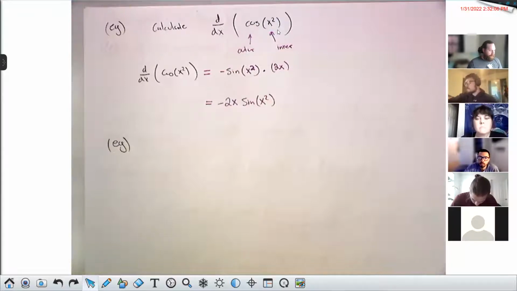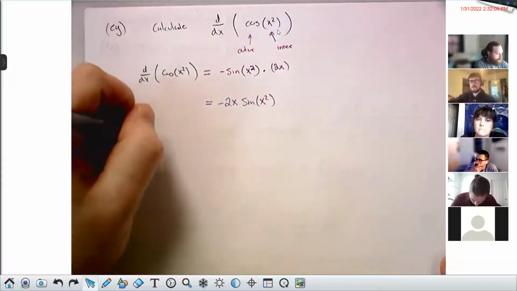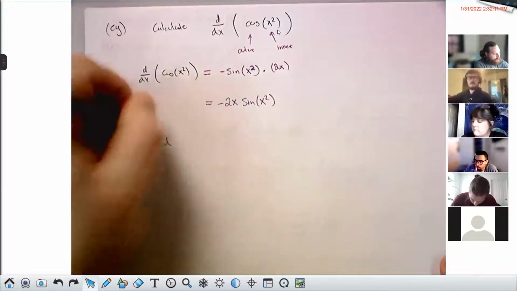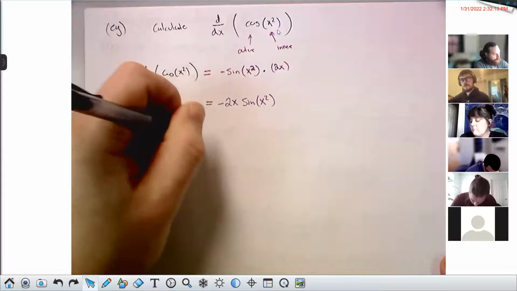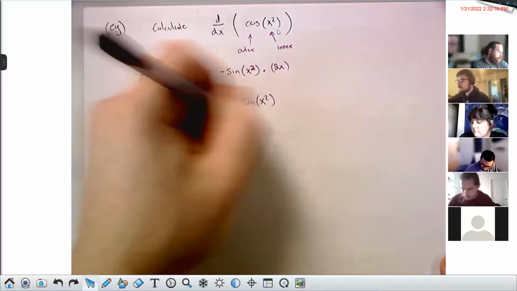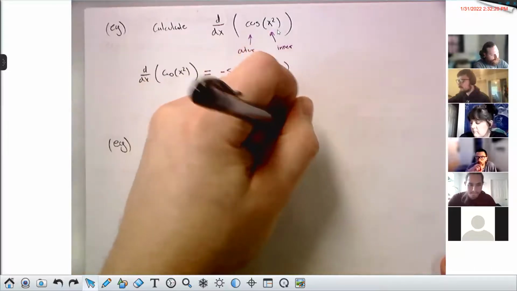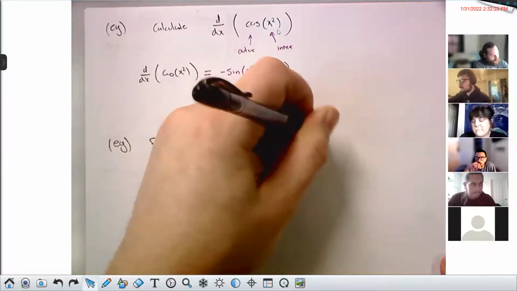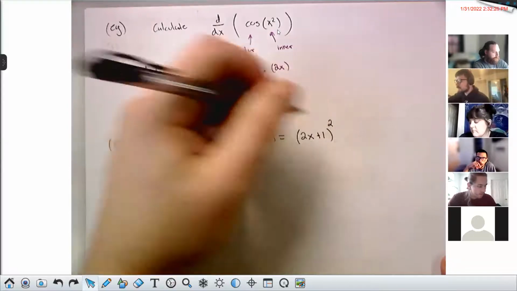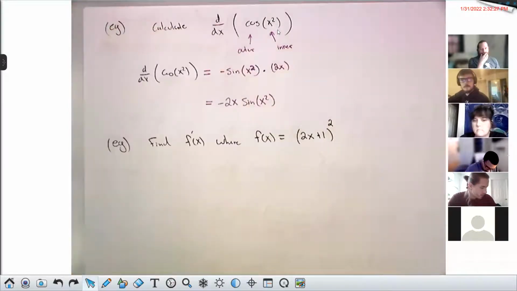This is another example of a problem we could solve multiple ways. So let's find f prime of x, where f of x is 2x plus 1 squared. And you saw some stuff like this early on, right? Like as soon as we had the power rule, we were dealing with stuff like this. In fact, you might have seen some things like this back in chapter 2.